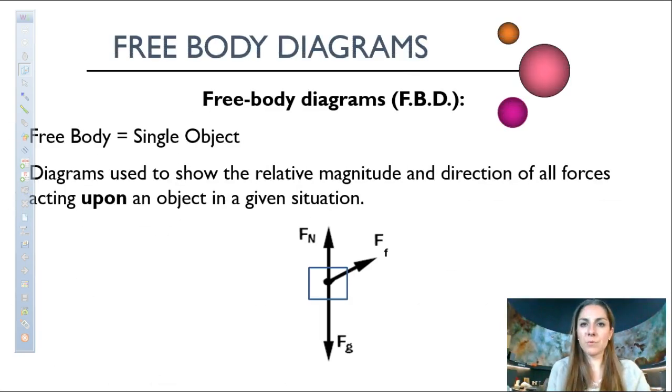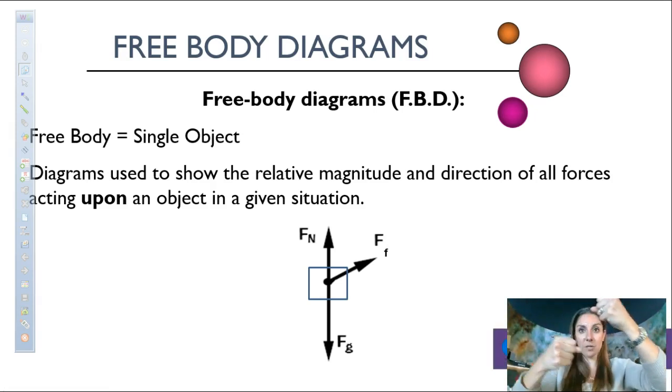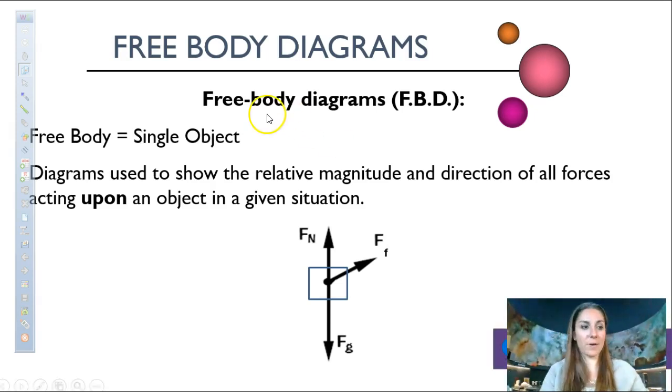Some general rules, I'm going to go through these pretty quickly here. FBD is free body diagram. We're going to put all the forces on the object as shown right here. And specifically, a single object, which means only one object at a time. So there are times when you have two objects. They each get their own free body diagram if that is the case.